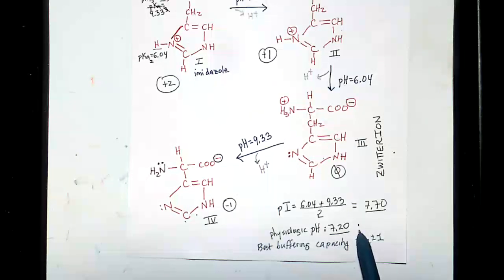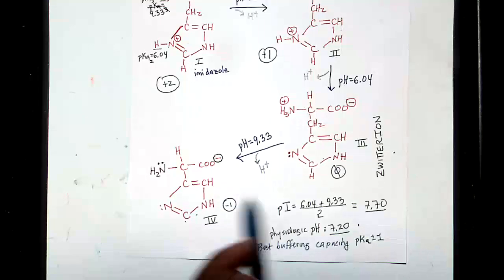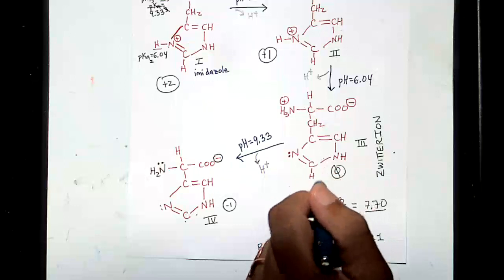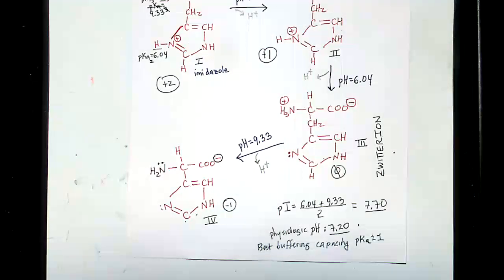So if your pH goes too high, that's okay. You'll get more of form 4. If the pH is too low, that's okay. You can get more of form 2. So it can withstand that pH. It can take protons or it can accept protons. Does everyone understand this? So the best buffering capacity is where pH is equal to pKa plus or minus 1.